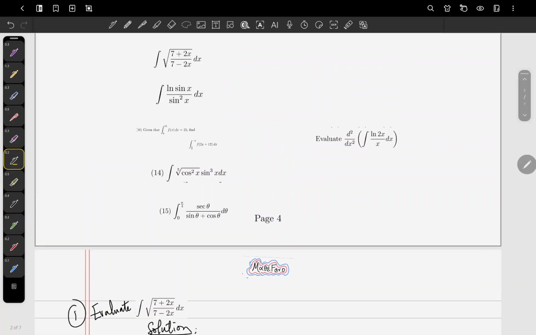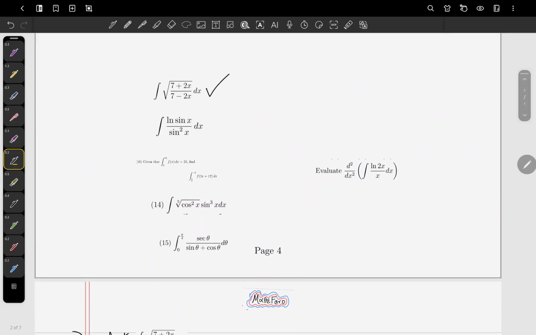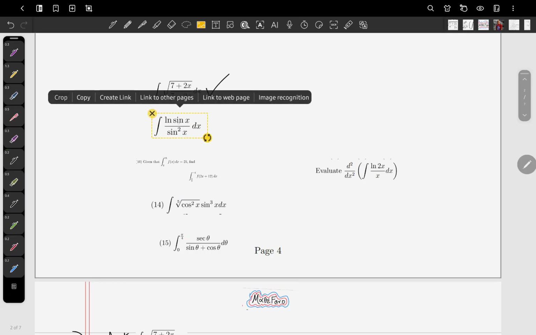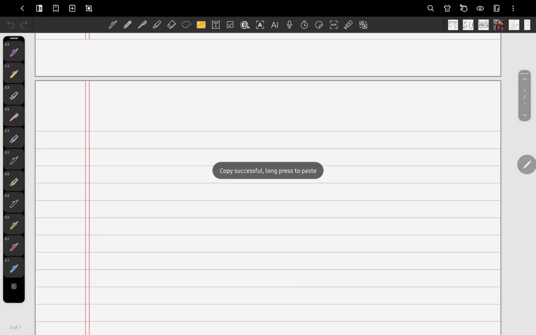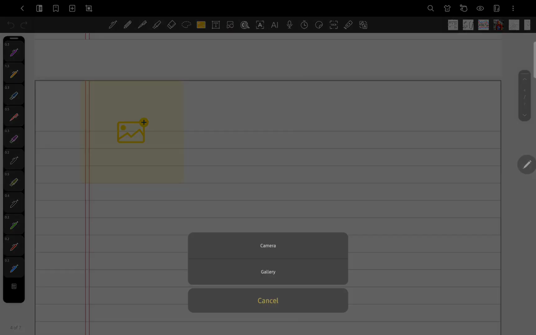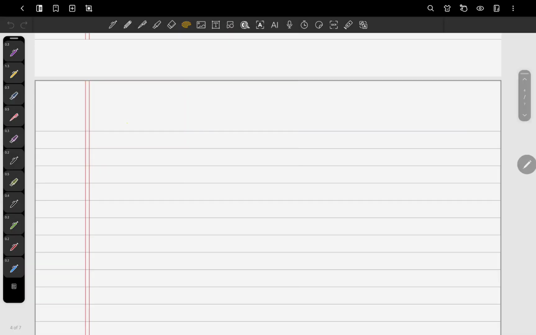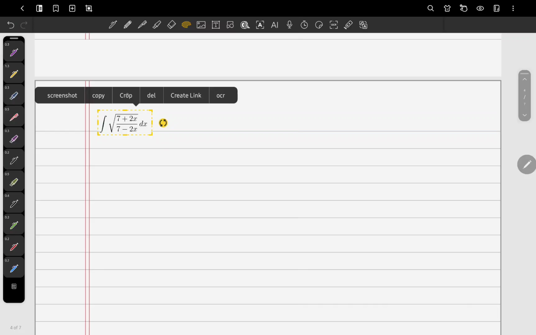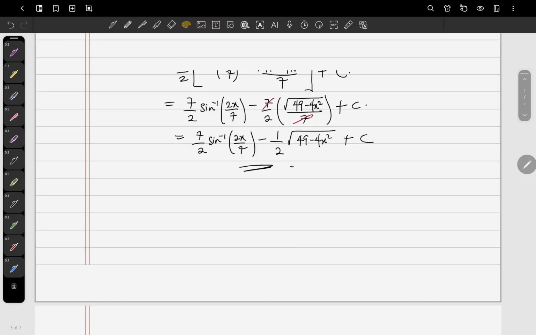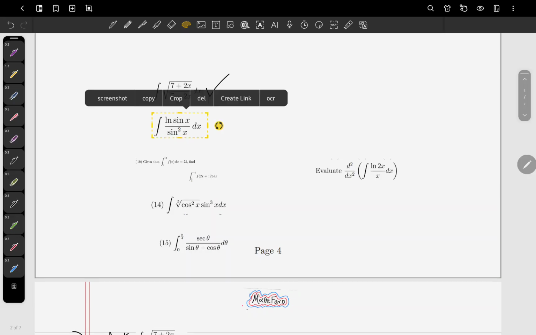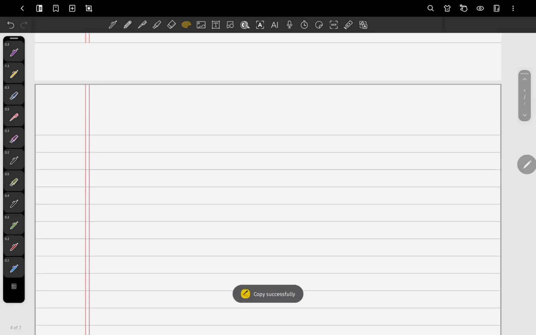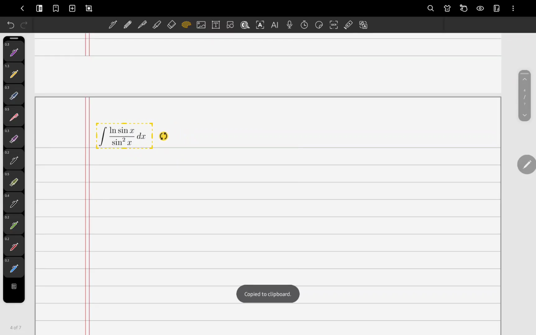Then the second integration question. We're done with the first integration question, and the next one on the list is this guy here. So let's copy and paste it here. No, that's not what we want. We want to bring this guy, copy, here, paste, finally.